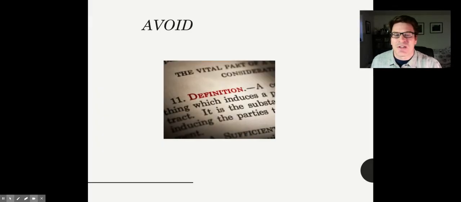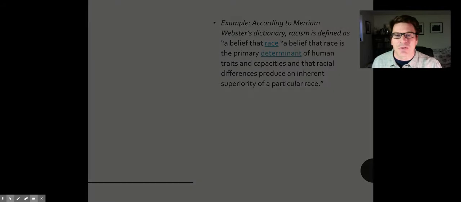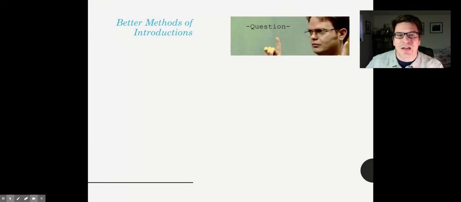So for us, one way to kill that spark is to start with something like a definition. A bad hook would be where you just start out with a dictionary definition. I think of this as a middle school style of grabbing the reader's attention. Here's an example. According to Webster's Dictionary, racism is defined as a belief that race is a primary determinant of human... and it's just boring. In fact, teachers have a phrase for this. They call it definitionitis. So don't start with a definition. Instead, here are some better techniques.